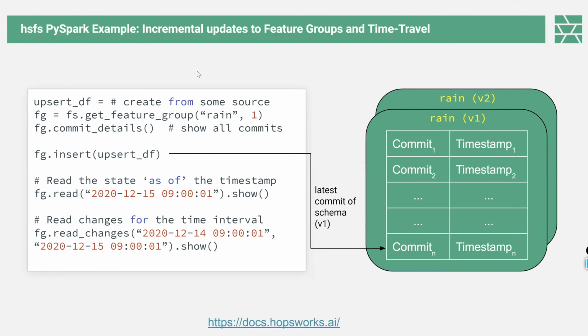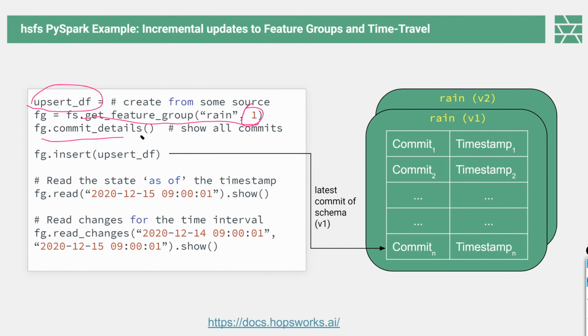So if we look at this example here, what we can see is that we can do an update by computing the changes in our data source, wherever the data is coming from, into this thing we call an upsert data frame. So this is the new data we're going to ingest into the feature group. We get our feature group, and you can see we've supplied the version number here. So it should be version equals 1.